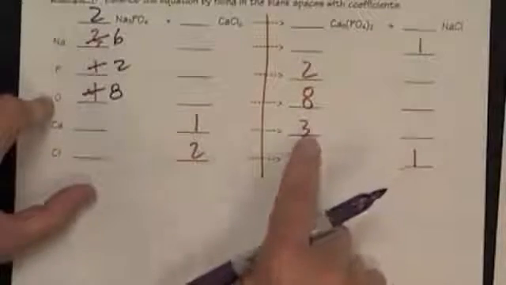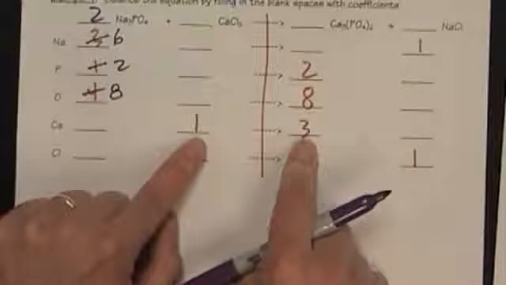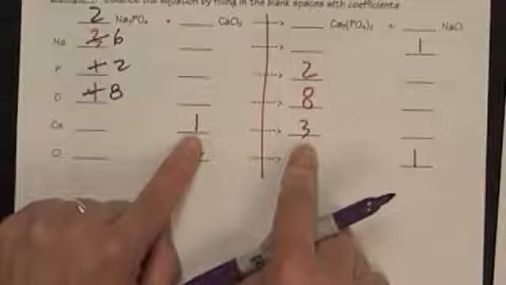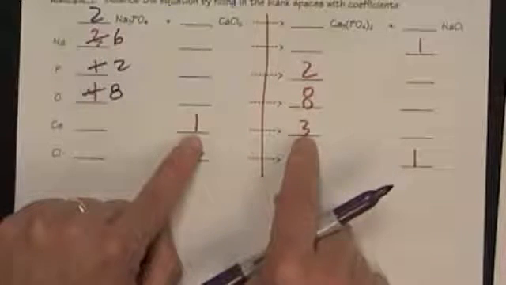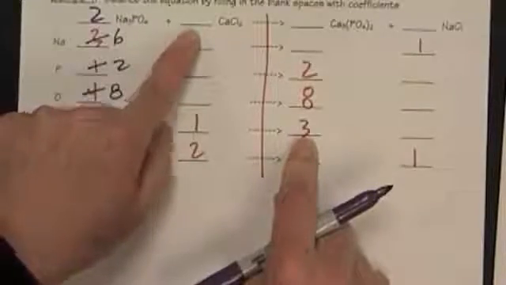Okay. Oh, look at this 3 and that 1. Things that are easy to fix, like this, you can start with. So if I want to have 3 calciums on this side to match the 3 on that side, what should I put up here? Did I hear you say a 3? Because if you did, that's right, 3.